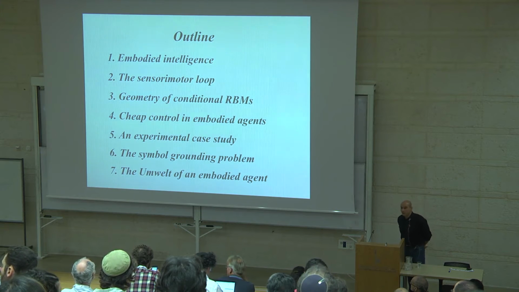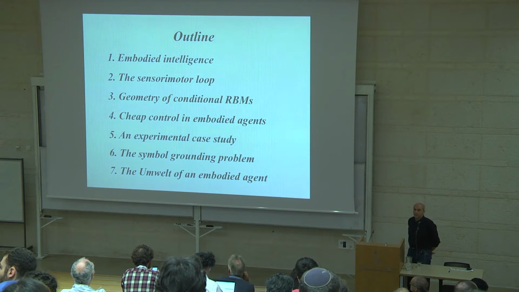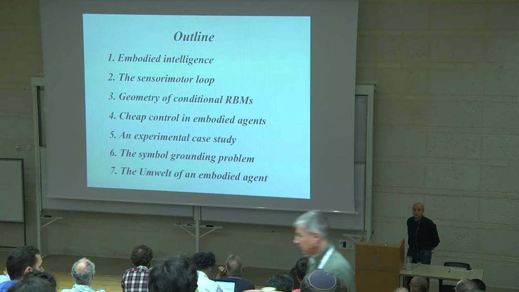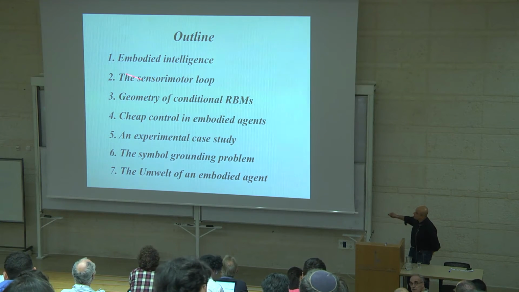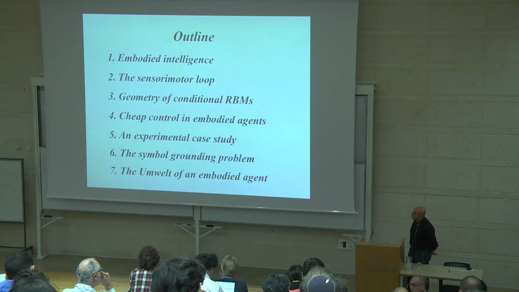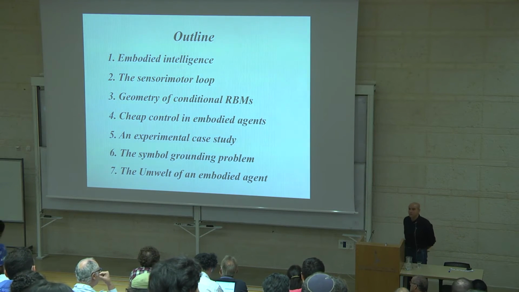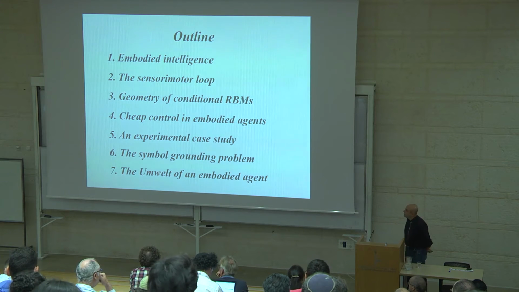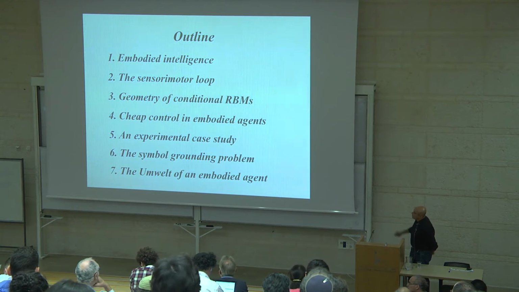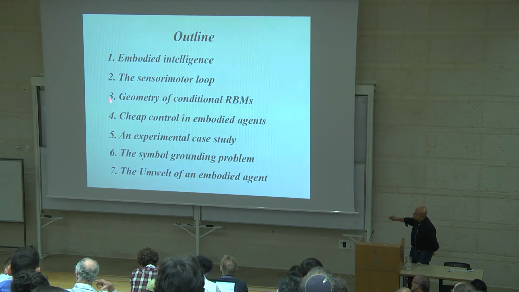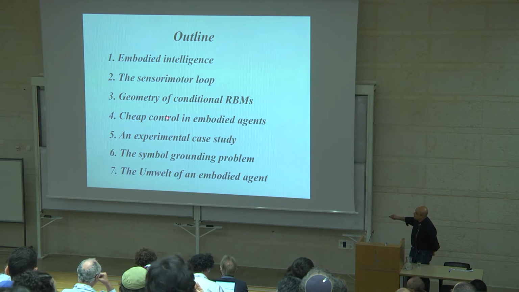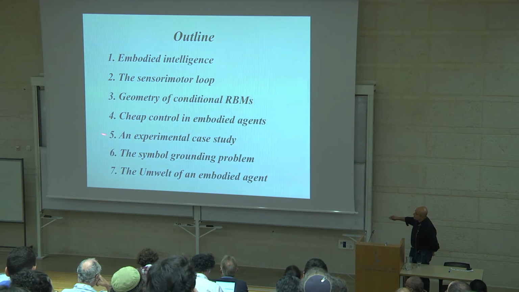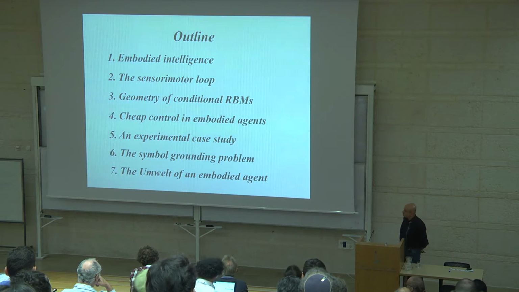This is a very general approach, but we will exemplify it by using restricted Boltzmann machines. So I will spend some time on the geometry of conditional restricted Boltzmann machines as models for policies. Then I will come back to the notion of cheap design using conditional restricted Boltzmann machines and show you how the theory works in an experimental case study.